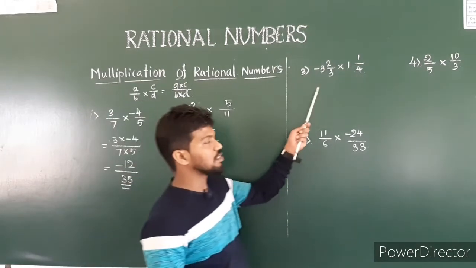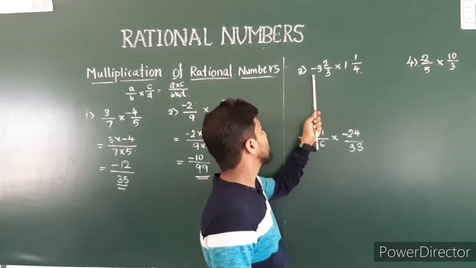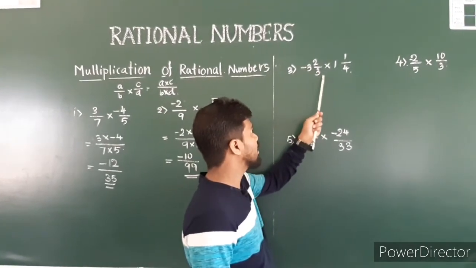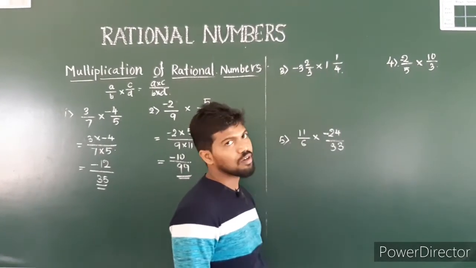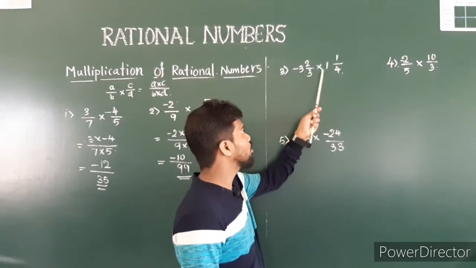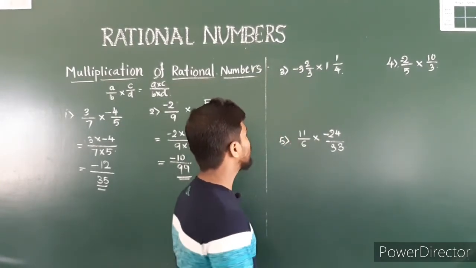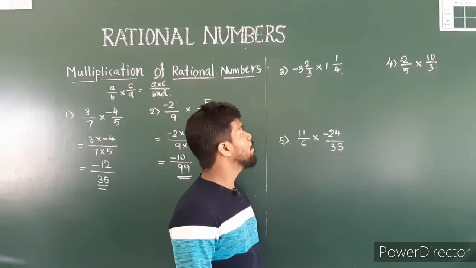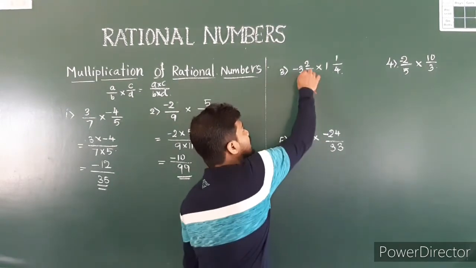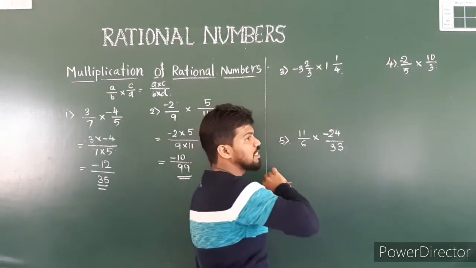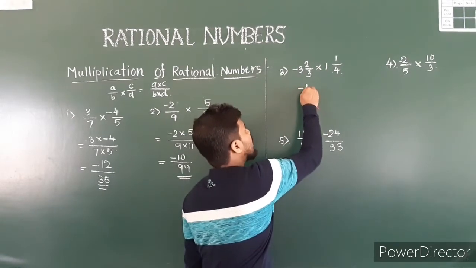You have a mixed fraction: −3 2/3 × 1 1/4. First you convert it into an improper fraction. 3 threes are 9, plus 2. You get −11/3.